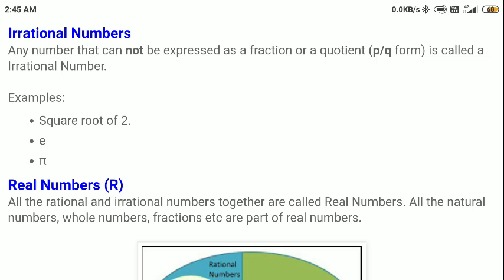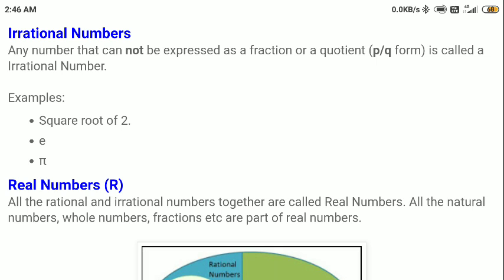Similarly, we have a special number, the natural exponential number, which is e. And we have another example, pi. These are special numbers which are examples of irrational numbers. We will be talking about them in our coming videos.